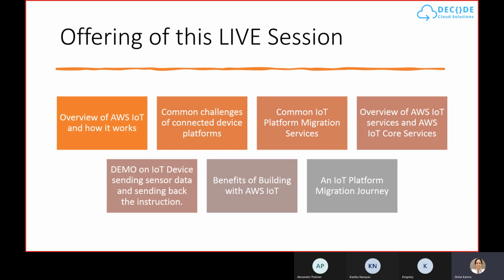Then we are going to talk about the benefits of building with IoT, especially with AWS IoT. And I'm going to share a use case, a client journey, of how they started their platform migration journey using AWS IoT. So what is the architecture they have used, how they have planned, how they have migrated to that.